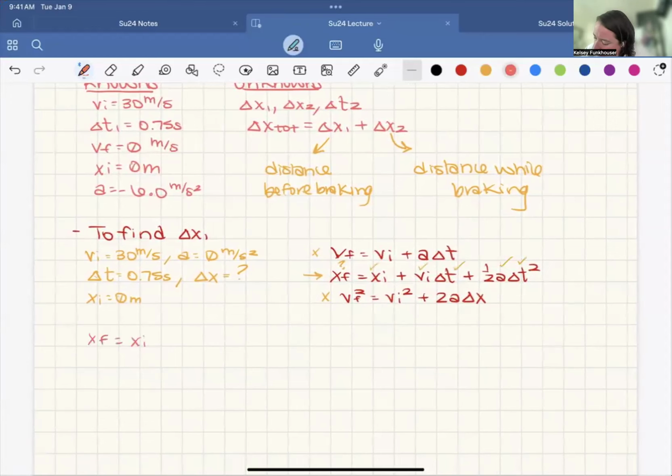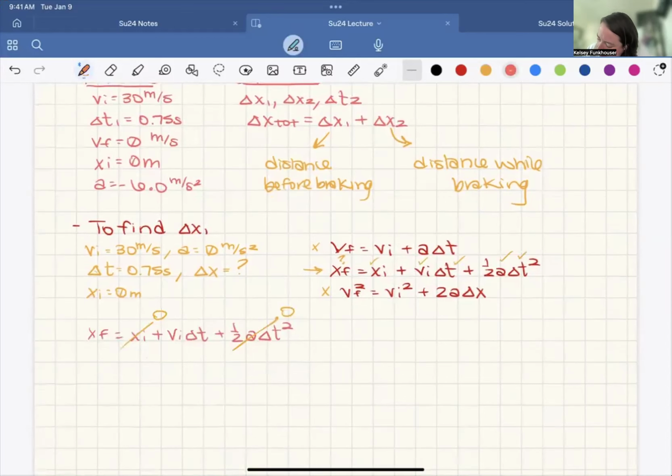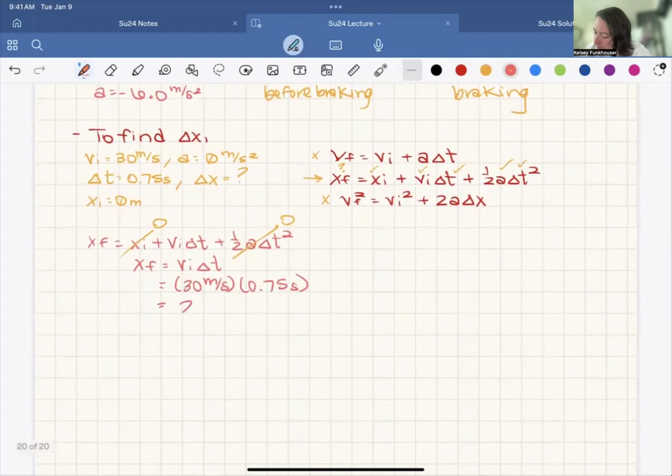So x final equals x initial plus the initial velocity times delta t plus 1/2 acceleration delta t squared. Okay, so acceleration is 0, so that goes away. And the initial position is 0, so that goes away. So this is just given by the initial velocity times the time interval. So 30 meters per second times 0.75 seconds gives us a distance of 22.5 meters for x final.